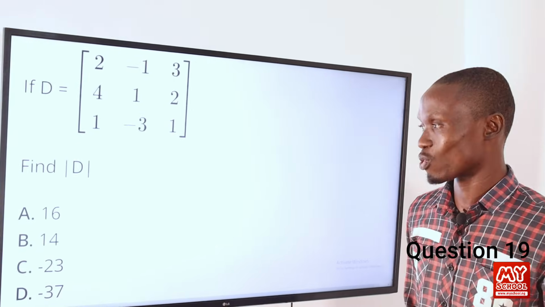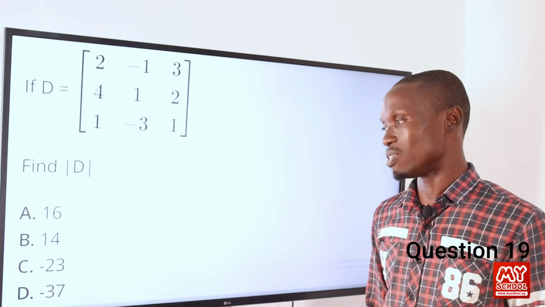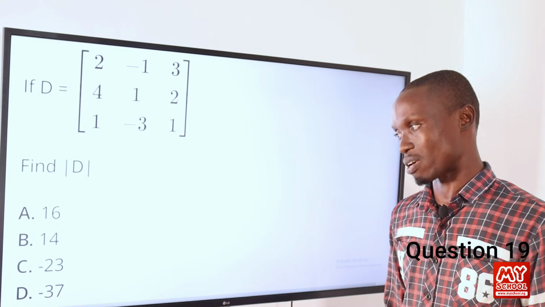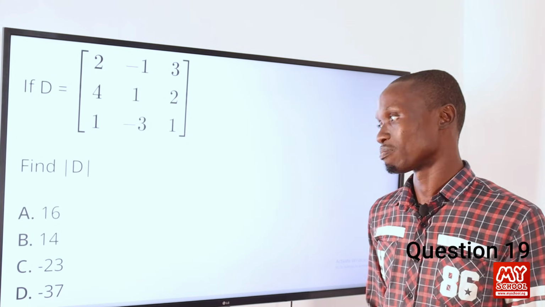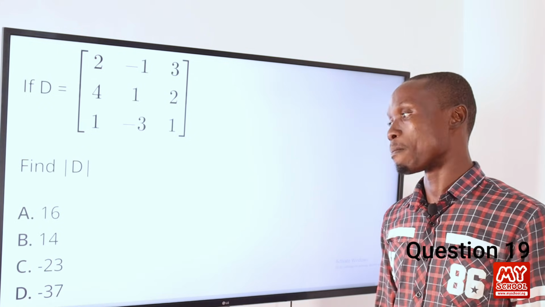So option A is equals to 16, option B is equals to 14, option C is minus 23, and option D is minus 37. So from our calculation, the correct option is option C, which is minus 23.